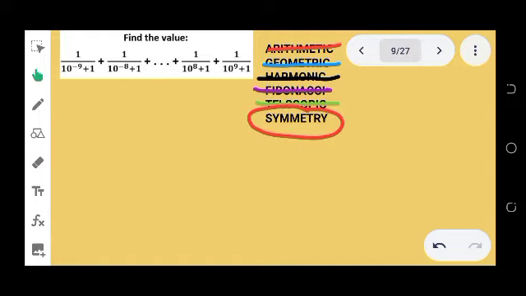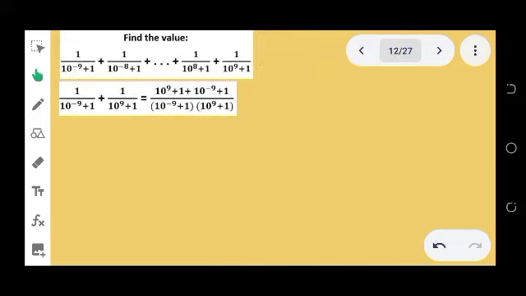When we say symmetry, that means that we are going to look at the pairs of terms. So let's try to look at this pair and also this pair. That's how we're going to do symmetry at first. Now, when we check it, 1 over 10 to the negative 9 plus 1 and 1 over 10 to the 9 plus 1, when you add them together, this is how it will look like.